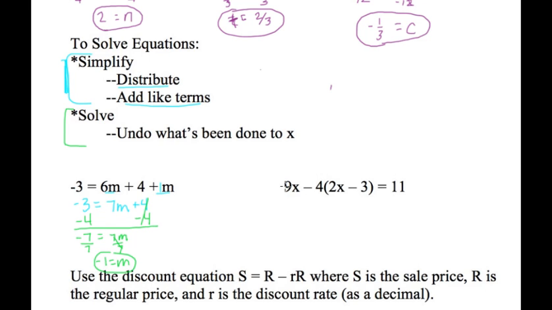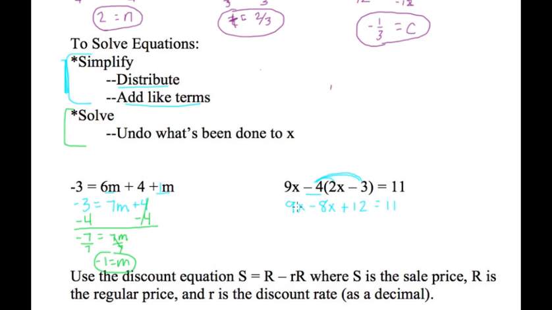So for this problem, I'm going to simplify my expression first, and then I'll solve. So I'm working only on this side of the equal sign. To simplify this expression, I need to take the negative 4 and distribute it. Negative 4 times negative 3 is plus 12. Then just bring down the 9x, and bring down the rest of it.